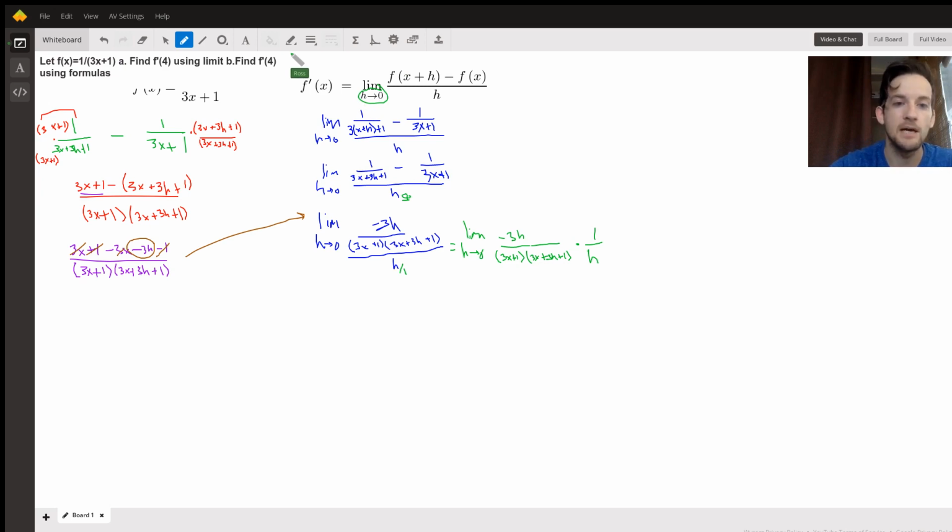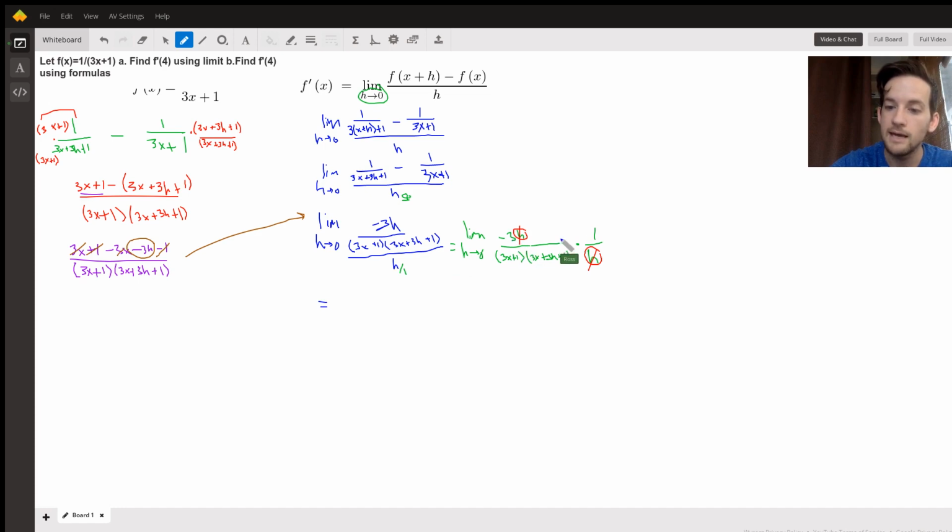Watch what happens now. Look at the top of this first fraction. We have an h. And on the bottom of the second fraction, we have another h. So those will cancel. Now we're going to go back and try and plug in the 0 for h. And let's see what we get. I'm not going to rewrite my limit because we're plugging in the 0. As soon as you plug in the 0, the limit disappears. So I'm just going to go ahead and write what's left.